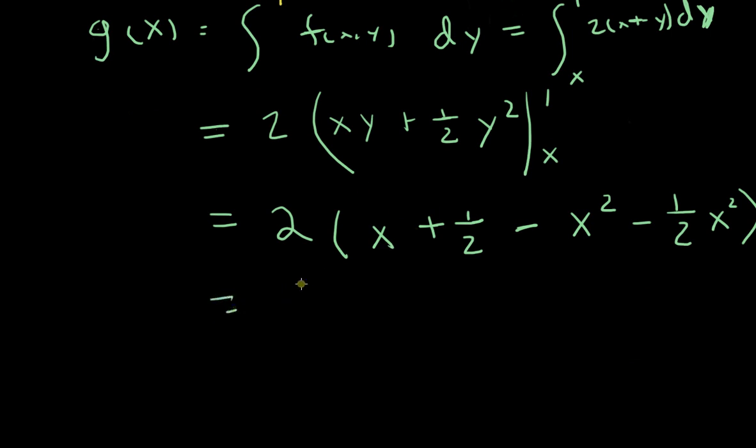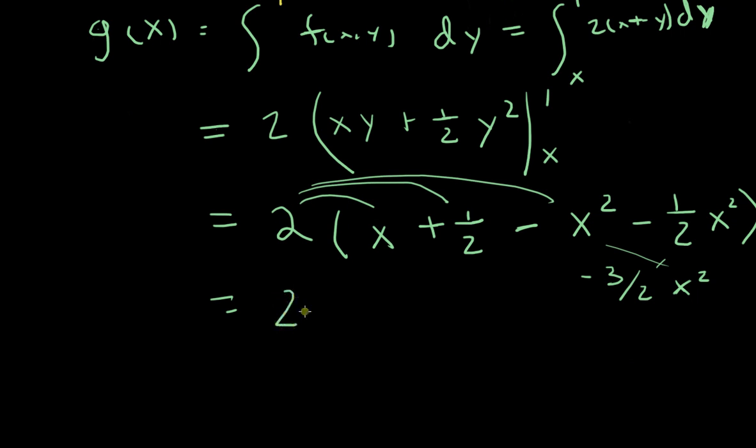Okay, so what do I have? Let's see. I'll go ahead and distribute this 2. So first off, notice that these are negative 3/2 x squared, right? When you subtract 1 from negative 1, negative 1 minus 1/2 is negative 3/2, right? And they're common terms, x squared. So let's go and distribute the 2. You get 2x plus 1 minus 3x squared.